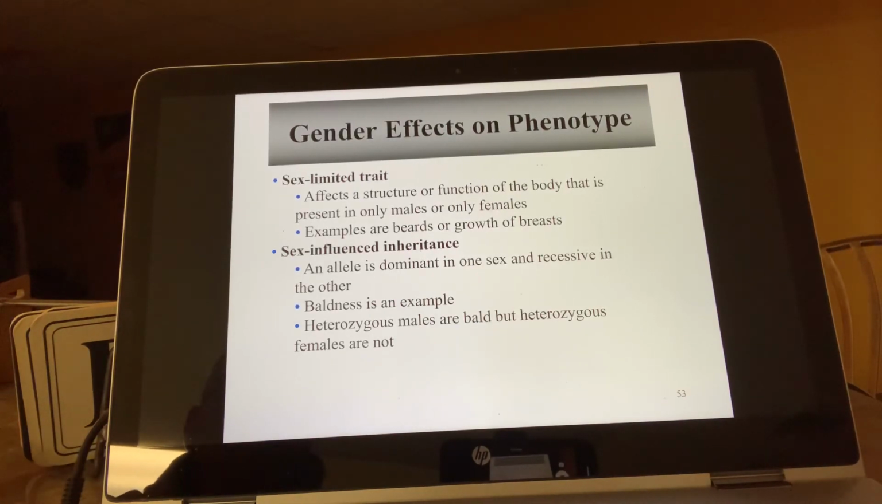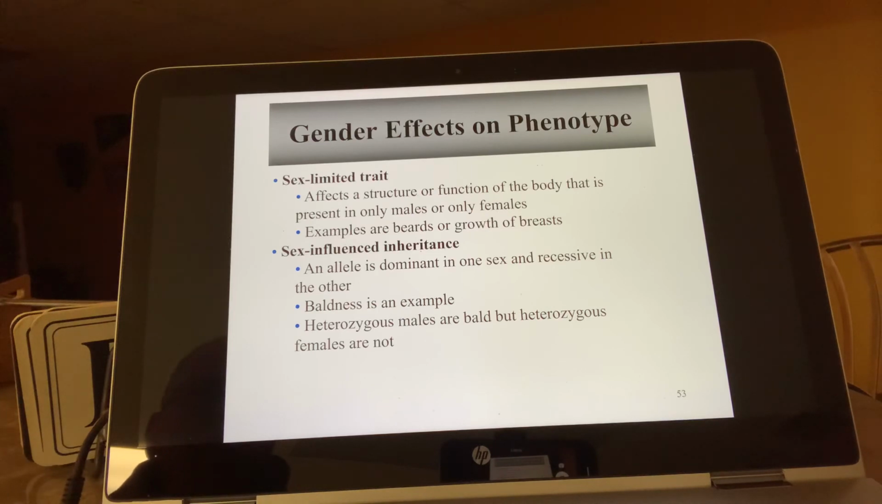Finally, we're going to talk about some effects of gender on phenotype. Phenotype is the appearance. There are such things as sex-limited traits. What does that mean? That means traits that you may inherit, but they're only produced phenotypically if you are either a male or a female. For example, the presence of development of a beard.